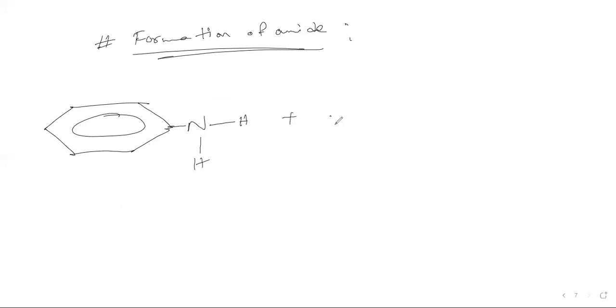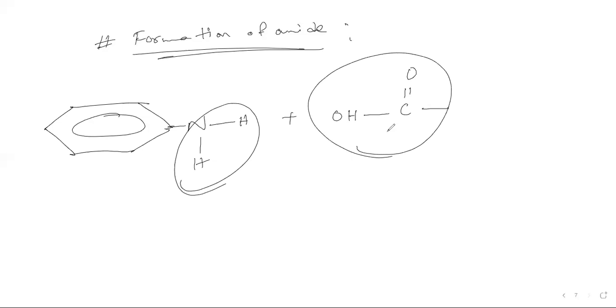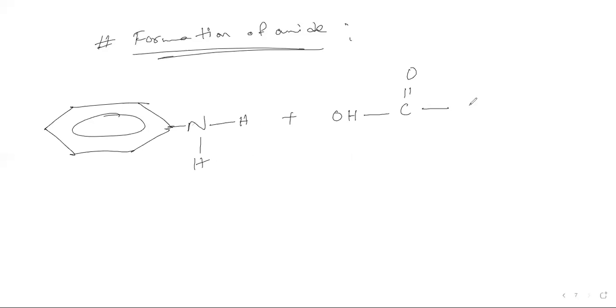And we have here, let's say, the carboxylic acid. We have studied that amides are formed by the reaction between an amine group and the carboxylic acid group. These two groups must be present, and they undergo this reaction to form our amides. So the main reaction happens between these two groups of atoms.